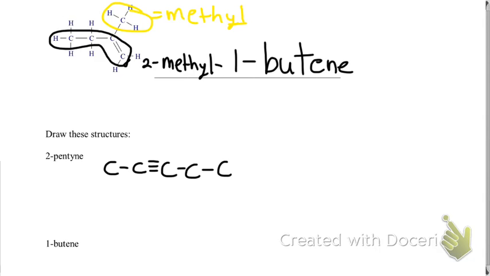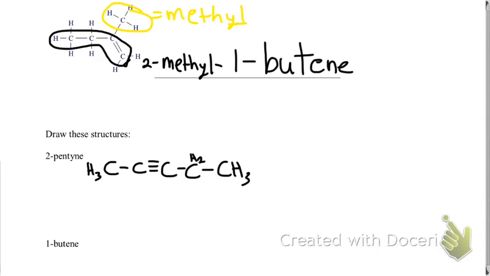Now what you can do is carbon always needs 4 bonds. This carbon only has 1 bond, so it gets 3 H's. This carbon already has 4. 1, 2, 3, 4, so it's good. This carbon already has 4. 1, 2, 3, 4, so it's good. This carbon has 2, so it needs to have an H2. This carbon only has 1, so it needs to have an H3. And that is 2-pentyne.